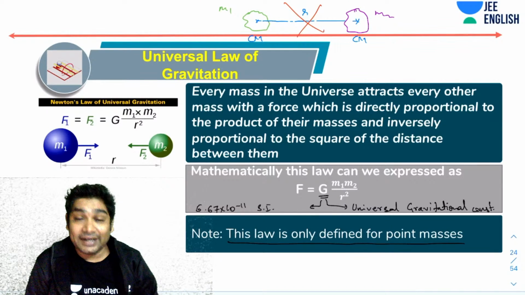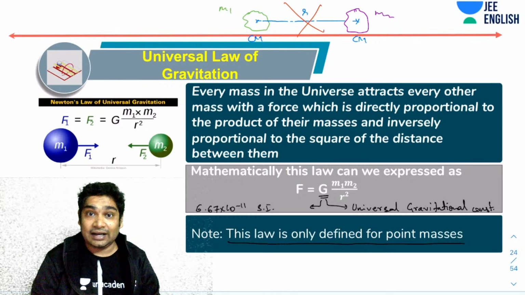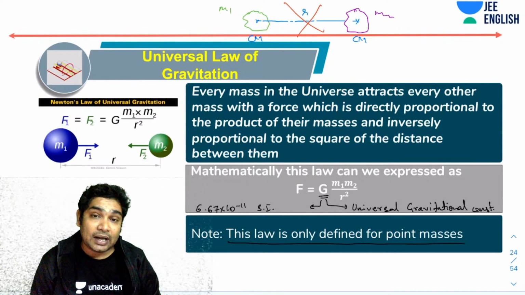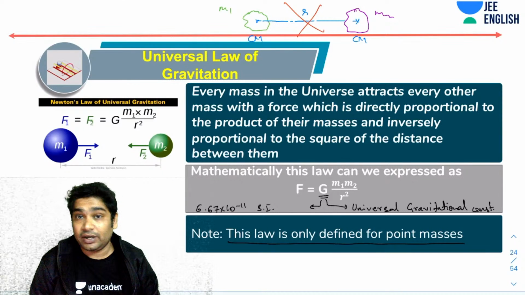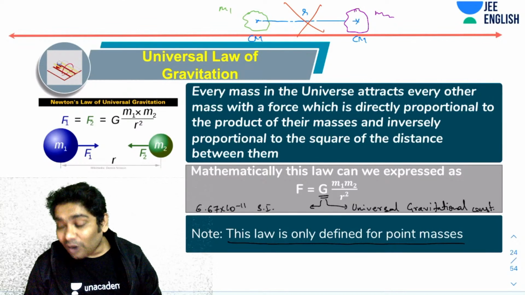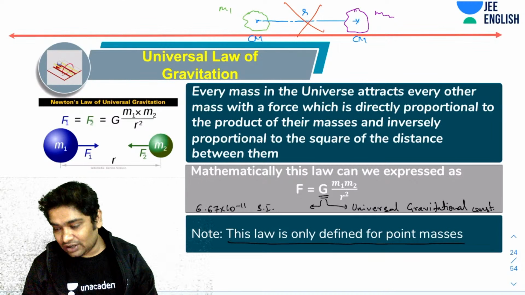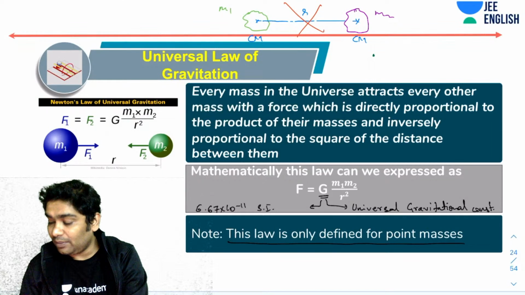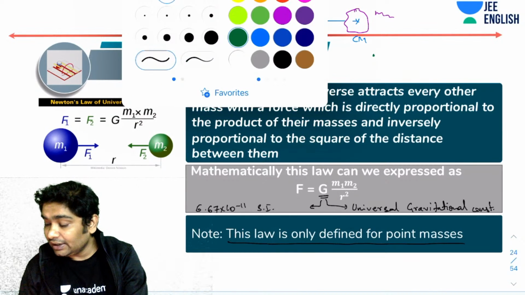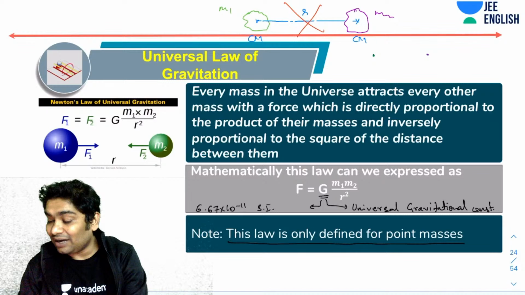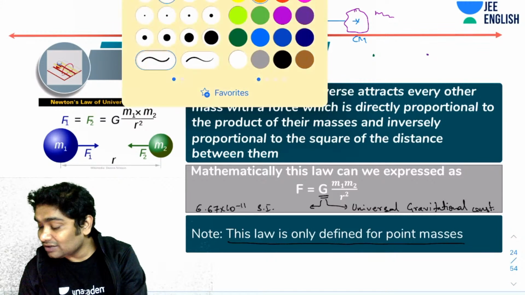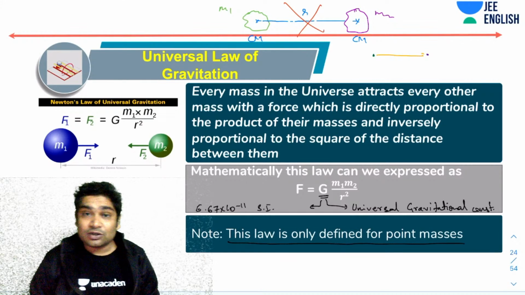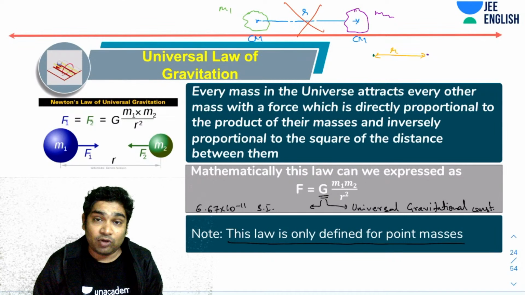In case you still thought that, please correct your knowledge. This law is only defined for point masses. You cannot apply this law for bigger objects. When you're talking about point masses, there is no confusion at all. You have one point mass here, another point mass here, so clearly there is only one r between them, and this would be the r. That's it. So when you're applying this law, make sure that you're only doing that for point masses.